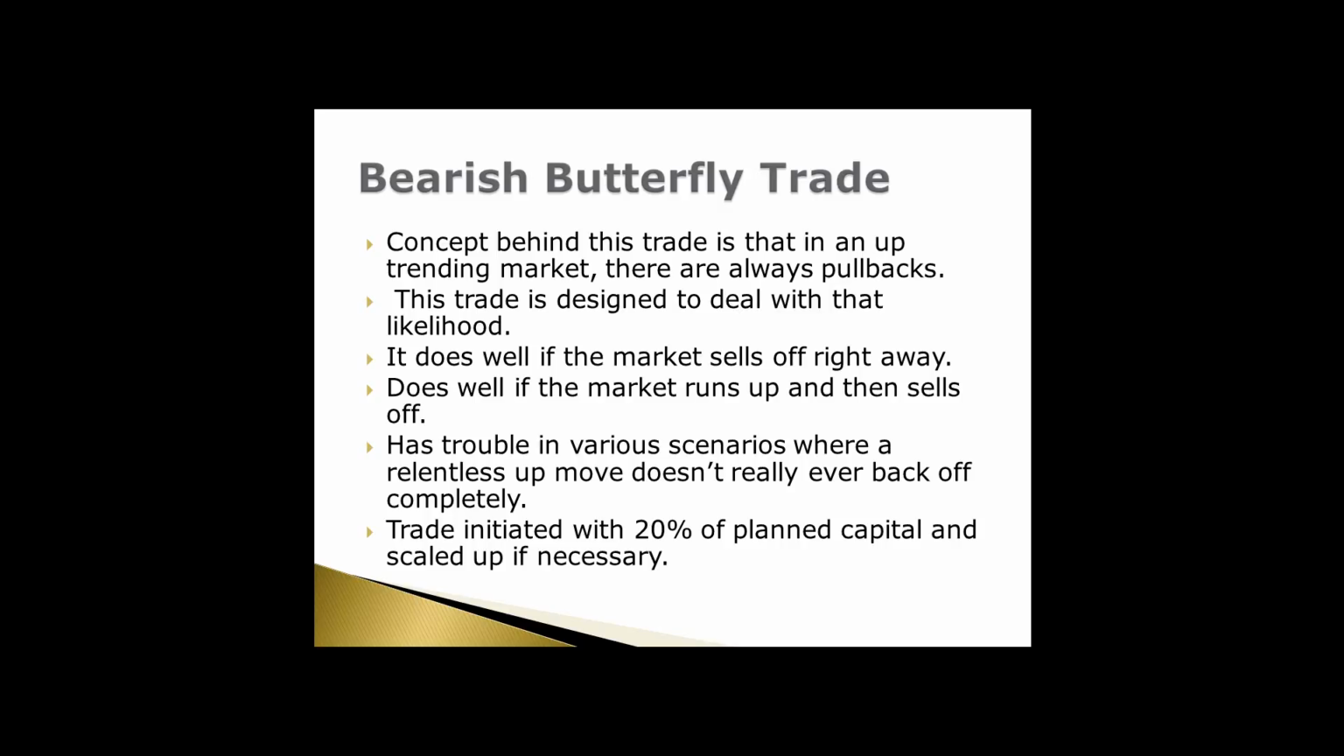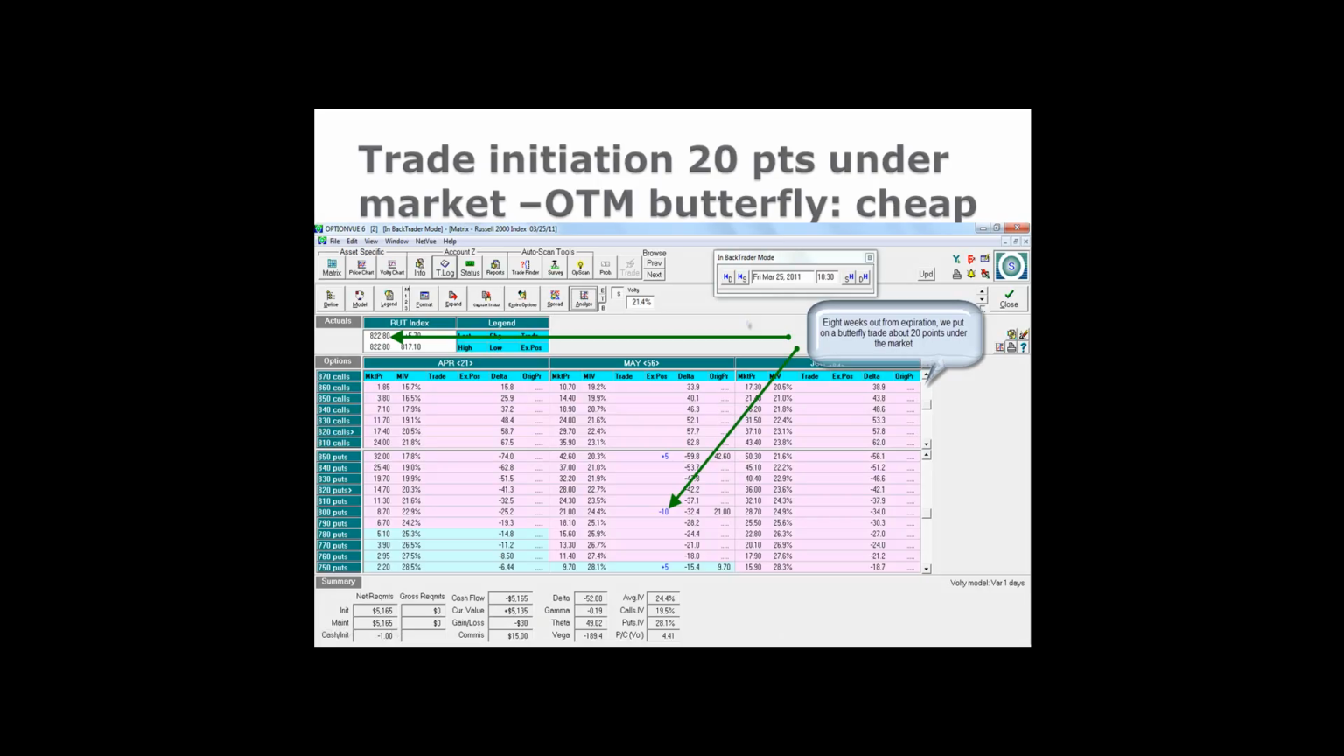So we're going to go ahead and give an example right now of a trade that we actually have on right now. This trade is live. It was initiated with 20% of the capital that we plan to put in it ultimately. So you need to set aside some capital for this trade. This trade was initiated on March 25th in the morning, when the Russell 2000 index, that index of small cap stocks, was trading at 822.80.